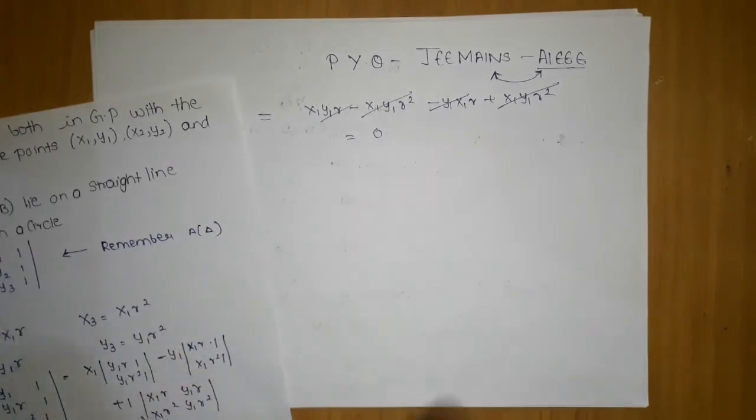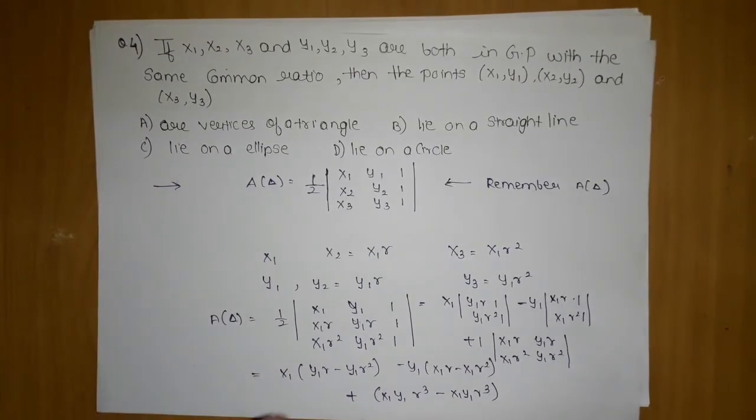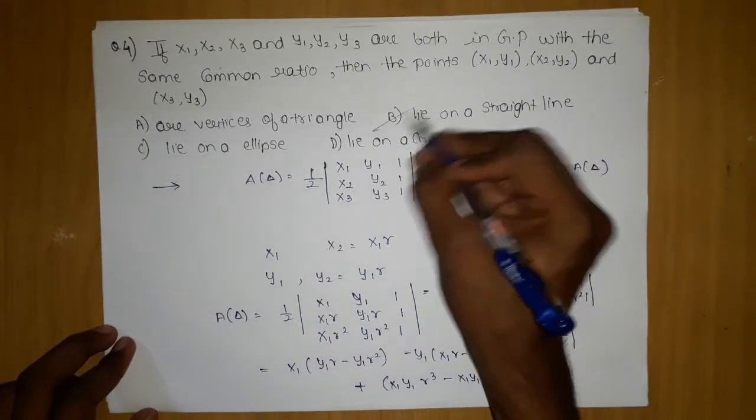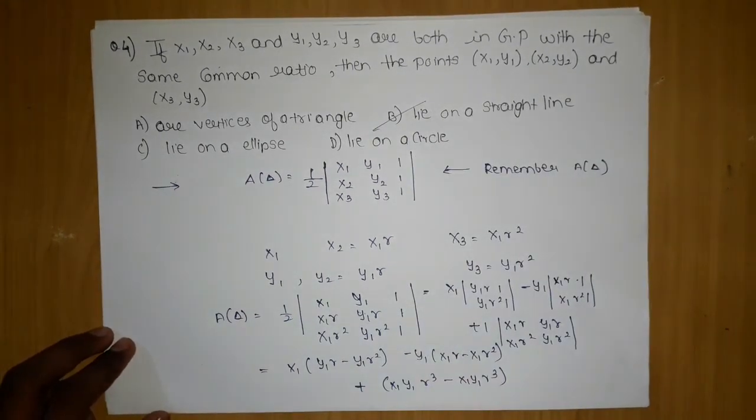Is there any triangle whose area is 0? No, a triangle always has some area. So if 3 points are there and their area is 0, it indirectly means that they lie on a line. They can't form a triangle, so the area will obviously be 0. It is the easiest way to prove that they lie on a straight line. You just have to check the area.